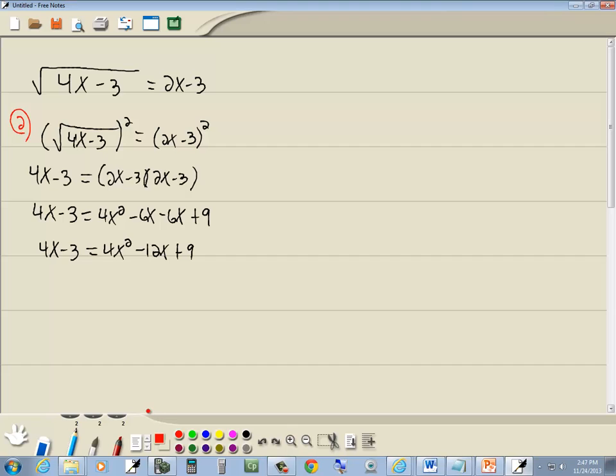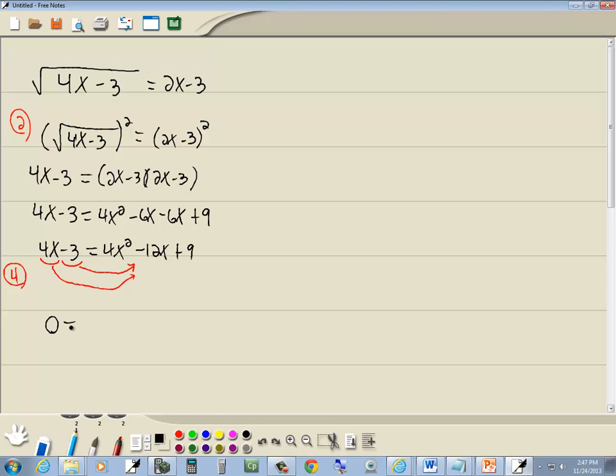Now step 3. If you have more radicals, go back to step number 1. We don't have any more. Step 4. Solve for x. Well, we got an x squared, so a quadratic, so we want to get everything over to one side, 0 on the other. So I'll take the negative 3 and move it to the right side, and I'll take the 4x and move it to the right side.